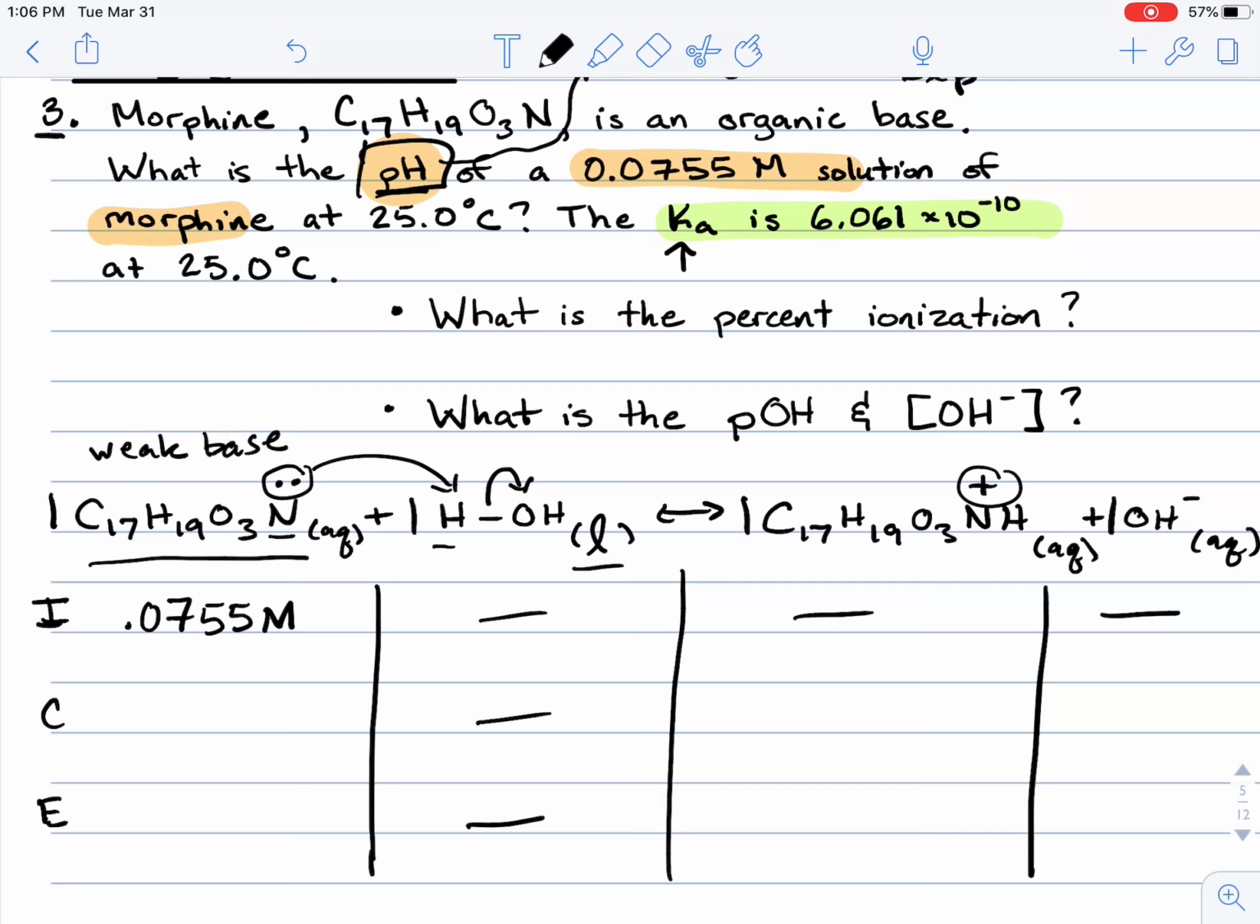And so you always have to be mindful as to whether or not the equilibrium constant, Ka or Kb, whatever's given to you, matches with the identity of the reactant. Since morphine is an organic base, that value needs to be Kb, not Ka. The ionization of the base must be represented by Kb.